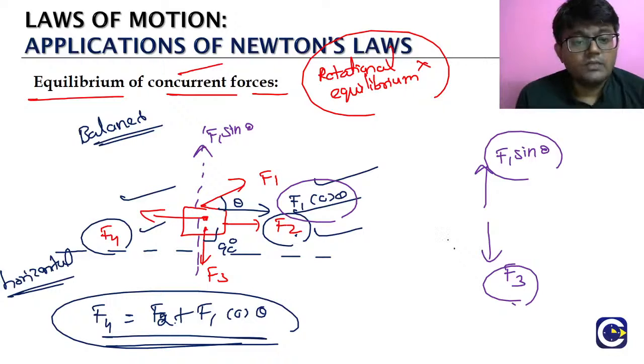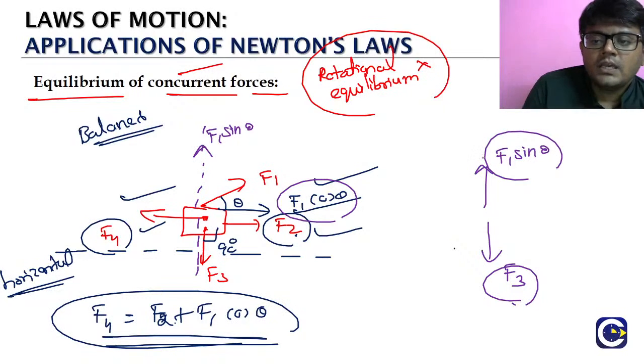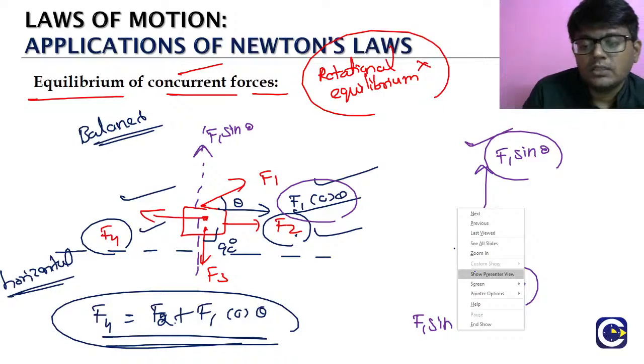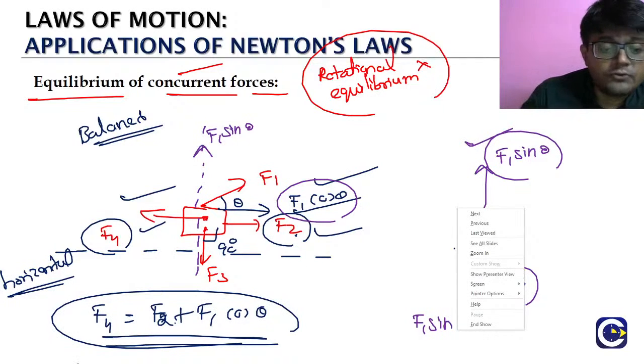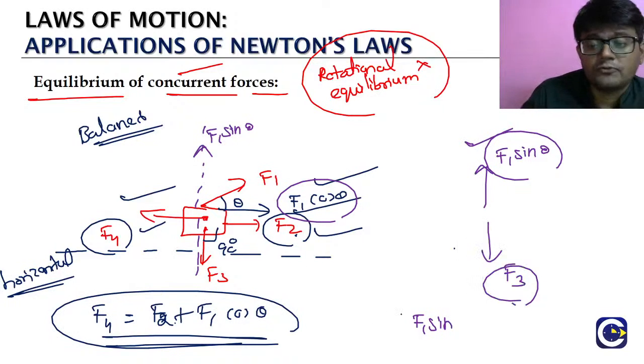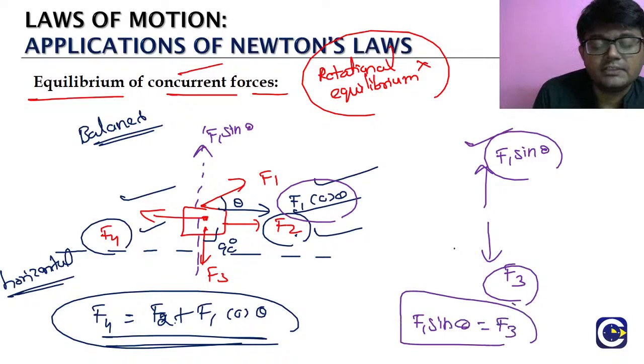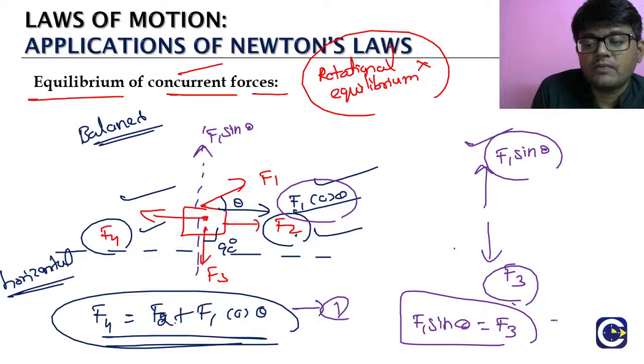Other than a concept, when there is a balancing of forces, in whichever direction you take, the addition of the total forces should give us the value zero. Zero means the upward force, F1 sin theta, should be equal to the downward force. What is the downward force? F3. So the upward force should be equal to the downward force. Like this, we'll get equation 1 and equation 2.